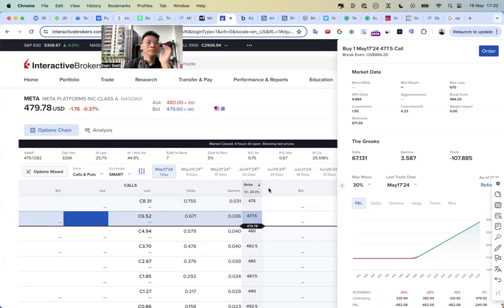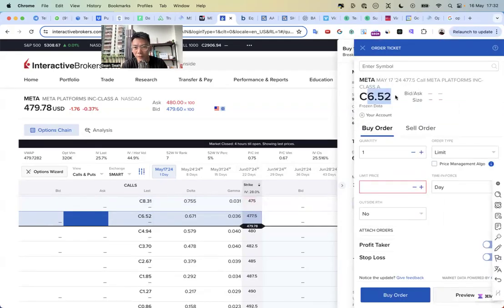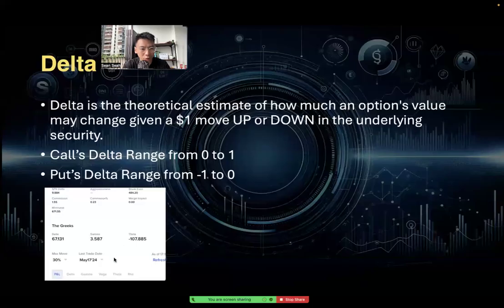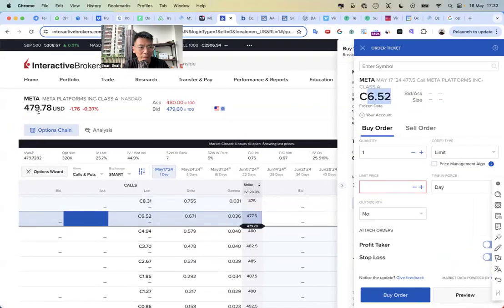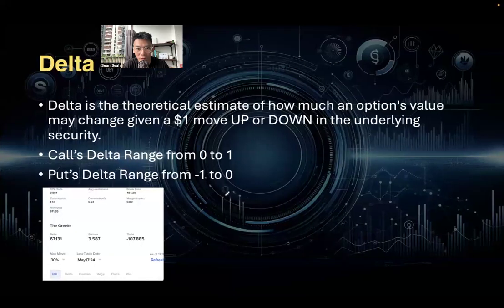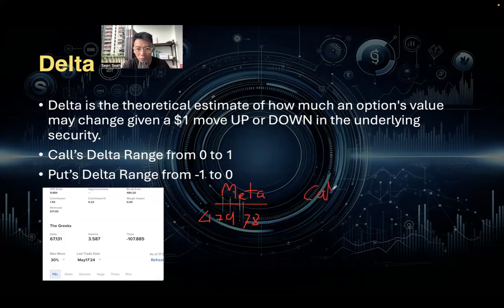So what does it really mean? Let's take a look at the options premium right now. It is 6.52. So remember this: the share price right now is 479.78. I'm going to put Meta's share price here, 479.78. And the options value, the call option, in this case we're talking about the 477.5 call option.